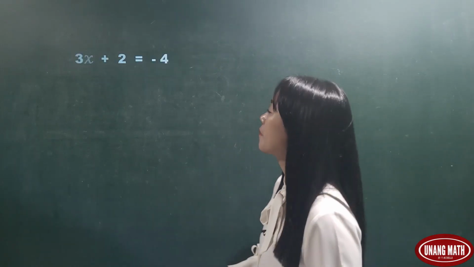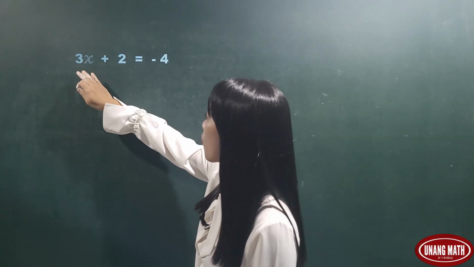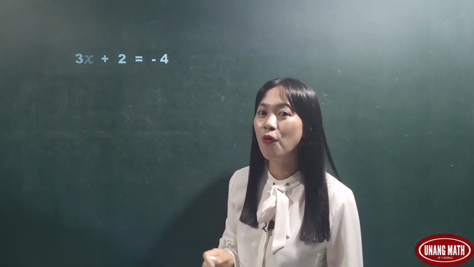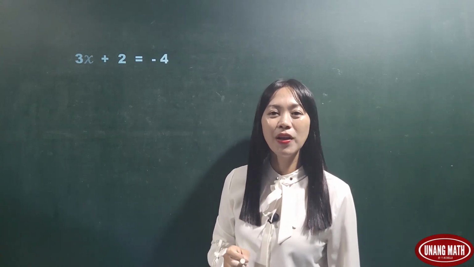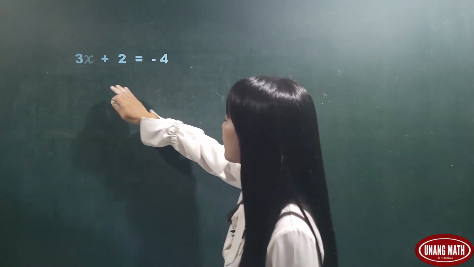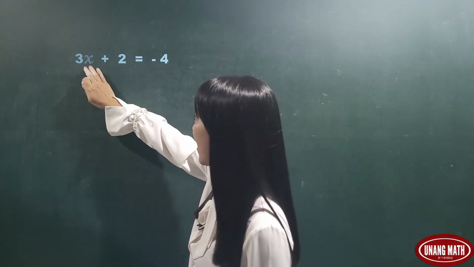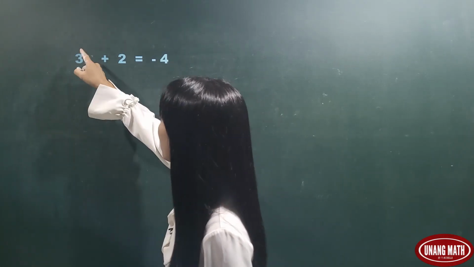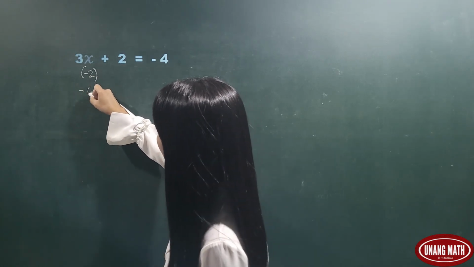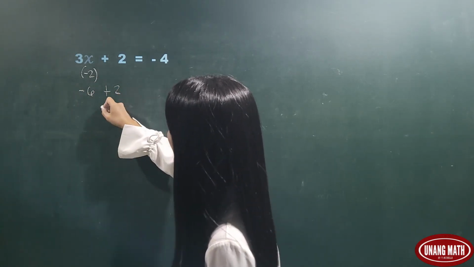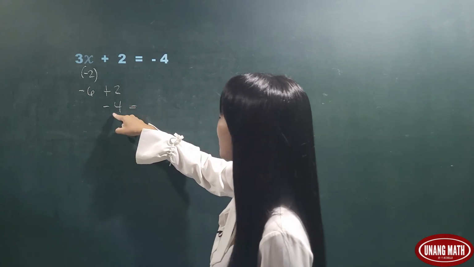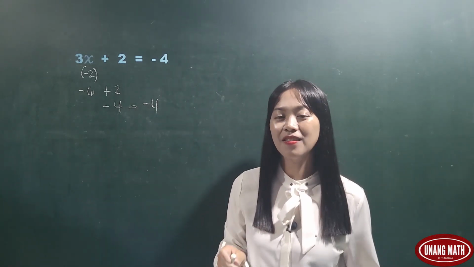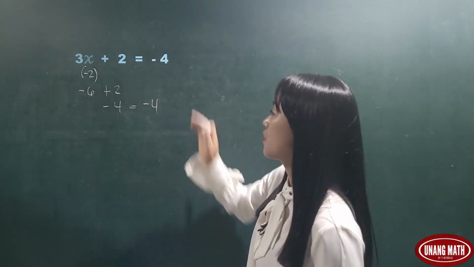Okay, let's start. We have here an equation 3x plus 2 equals negative 4. If we use substitution, the value of variable x must be negative 2. So 3 times negative 2 is negative 6. Negative 6 plus 2 is negative 4. So negative 4 is equal to negative 4. That is how we use substitution.